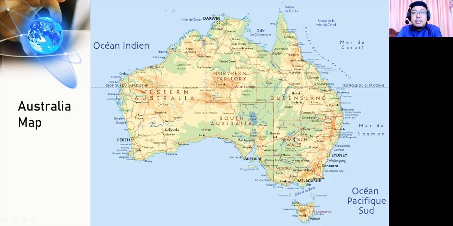All right, students, now you already know about the Australian map. Australia has 6 areas that I already mentioned to you just now. And Australia has an interesting flag with these 6 stars, and it is part of the Commonwealth countries.